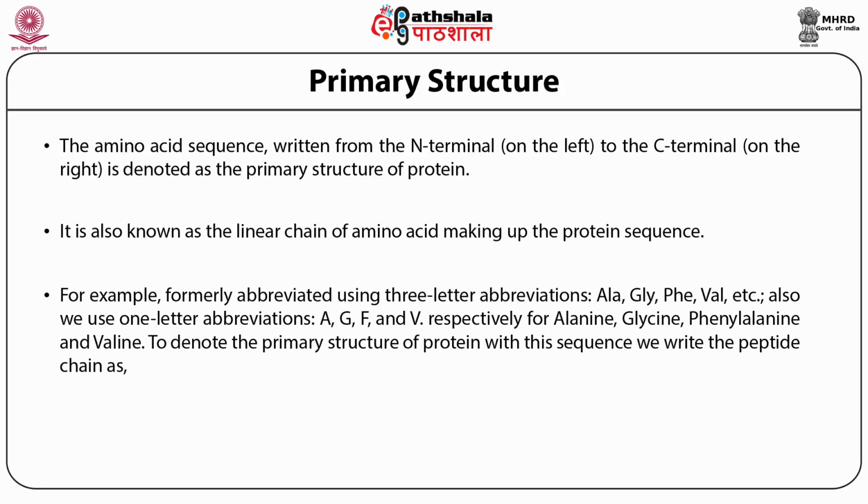Earlier, amino acids were abbreviated using three-letter terminology, for example ALA for alanine and so on. But nowadays, a single letter abbreviation is also used. For example, alanine uses only A, glycine uses G. To denote the primary structure of the protein, the sequence can be written as Ala, Gly, Phe, Val. This is simply a peptide which contains alanine, glycine, phenylalanine and valine.